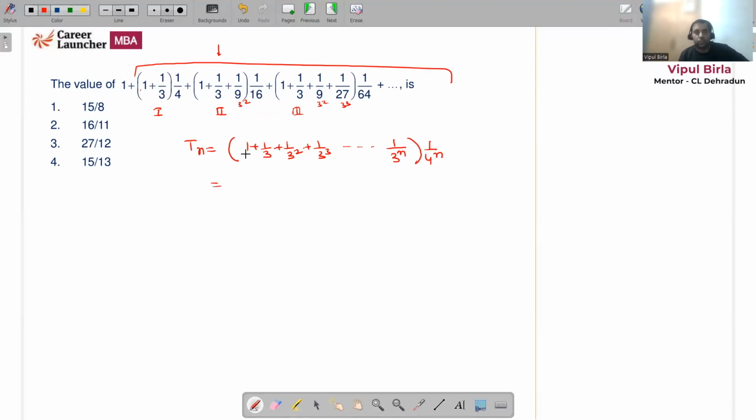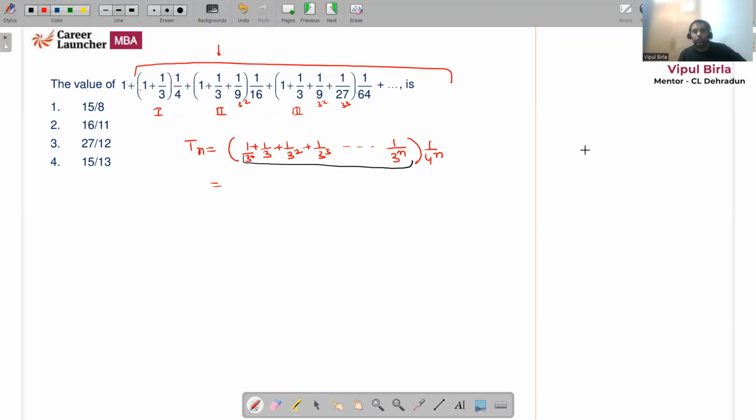Right. So the value inside the bracket is nothing but a geometric progression with first term 1 upon 3 to the power 0. The last term is 1 upon 3 to the power n. We've got n plus 1 terms in that, and we need the sum of these n plus 1 terms.